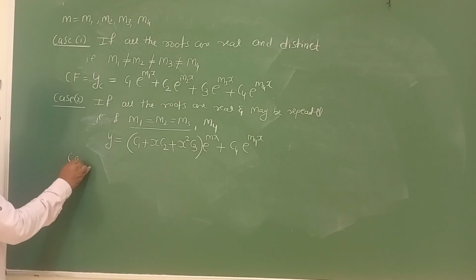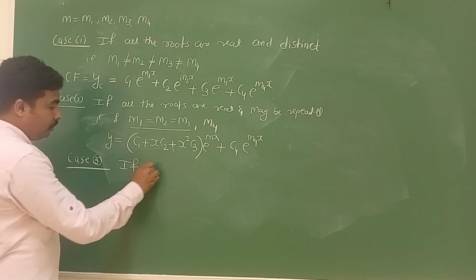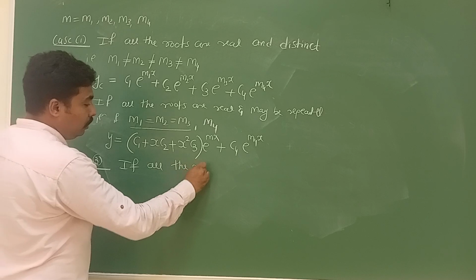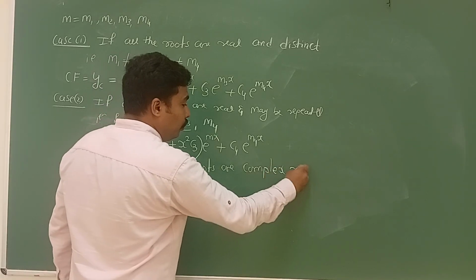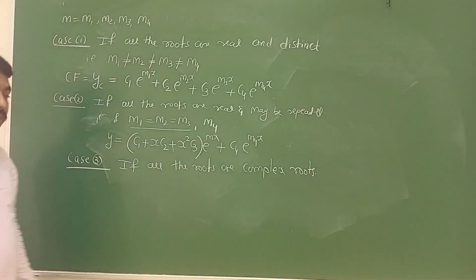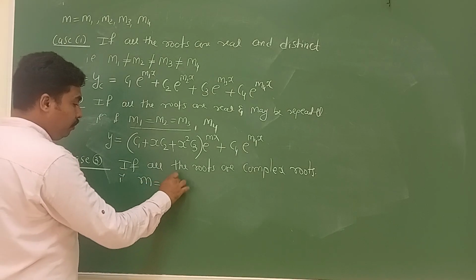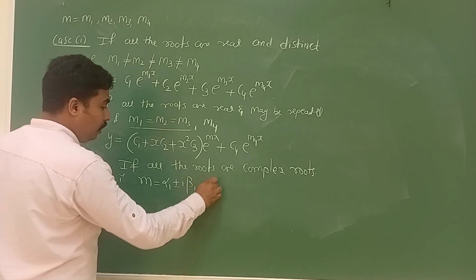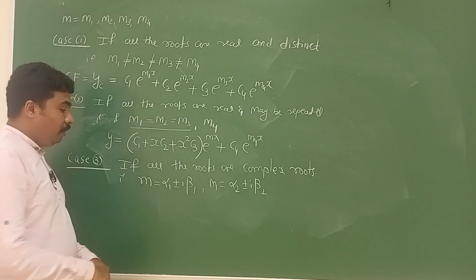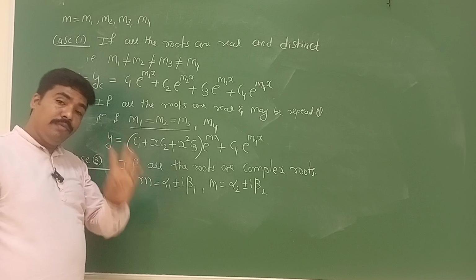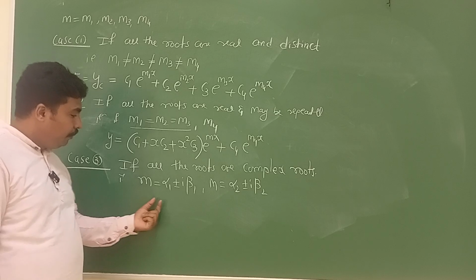Then we may sometimes have complex roots. Case 3: if all the roots are complex roots. What is the meaning of complex? Let the first root be m equal to alpha 1 plus or minus i beta 1, and m equal to alpha 2 plus or minus i beta 2. Because see, there are 4 roots here. m power 4 means 4 roots, m cube means 3 roots, m square means 2 roots.